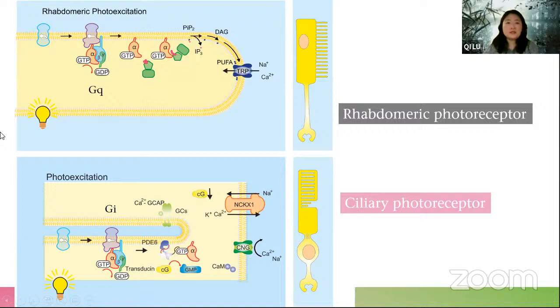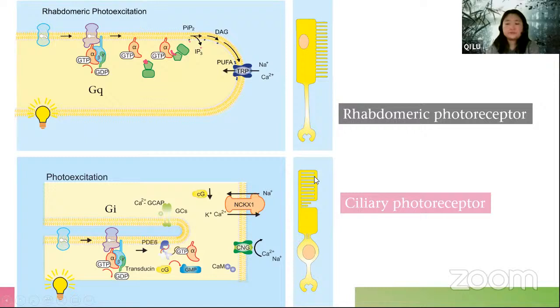For the R type, you will activate PLC, and I will use this diagram to show that. PLC hydrolyzes PIP2 to IP3 and the membrane-bound DAG. The DAG undergoes some change to PUFA, then opens the TRP channel, which is a cation channel. That's in the R-type photoreceptor. This is different from the C-type photoreceptor, where GI closes the cyclic GMP, CNG channel and causes the membrane potential to be more hyperpolarized, more negative. That's the difference from the R-type.